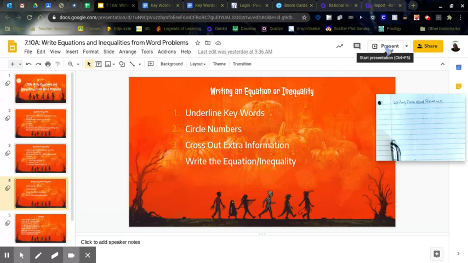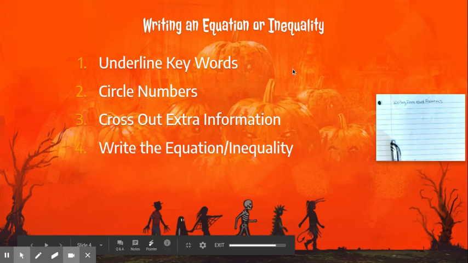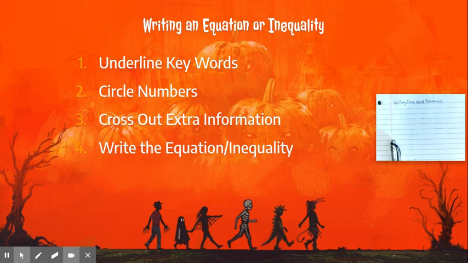Okay, so when we want to write an equation or an inequality, I'm going to make this bigger for you guys. It's just like when we wrote our expressions from a word problem. You want to underline our keywords, circle our numbers, and cross out the extra information. And then you write the equation or inequality. Same as before: underline, circle, cross out, and then write.